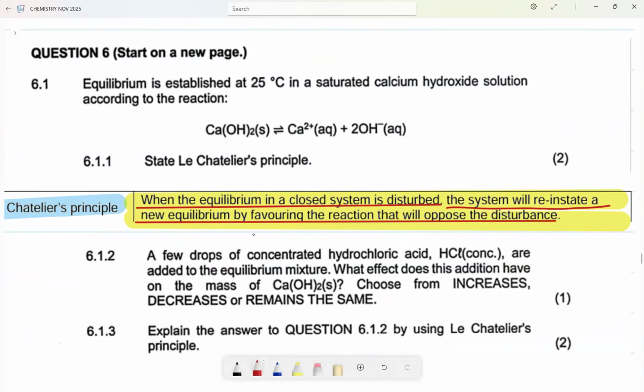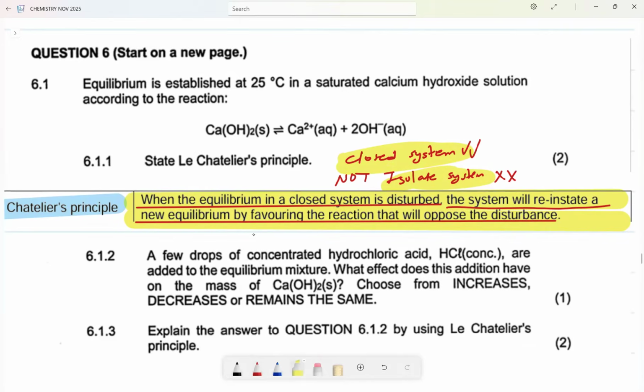By the way, closed system, not isolated system. Closed system correct, isolated system wrong. We use isolated system in physics. In chemistry, we use a closed system.